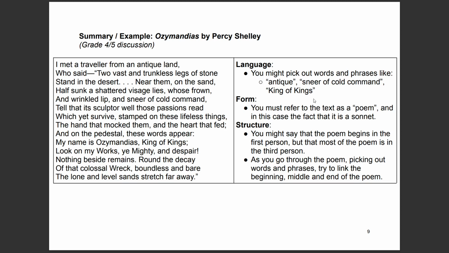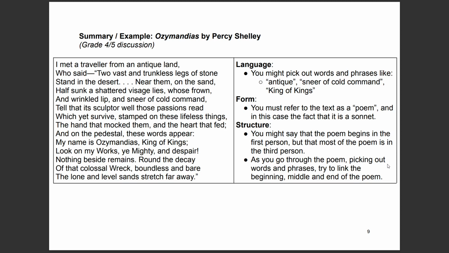Okay. In terms of form, you must refer to the text as a poem, right? And in this case, the fact that it's a sonnet. And then in terms of structure, you might say that the poem begins in the first person, I, but that most of the poem is in the third person. So from here to here, you can see it's in the third person.